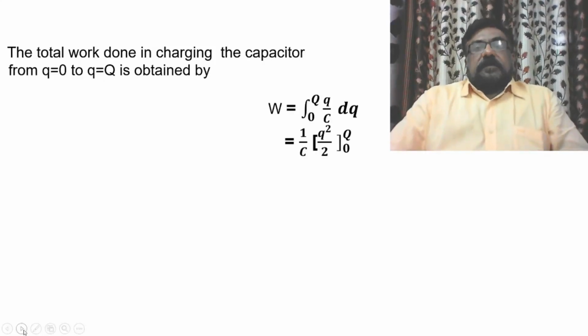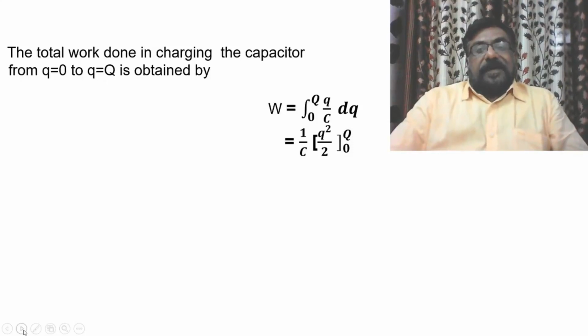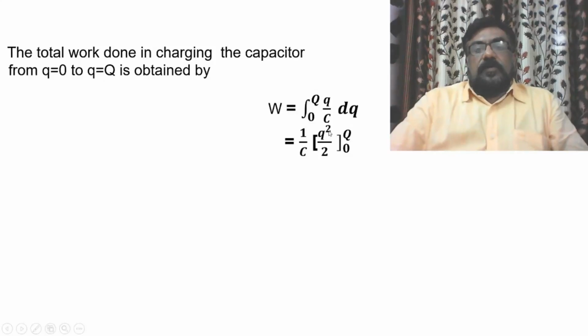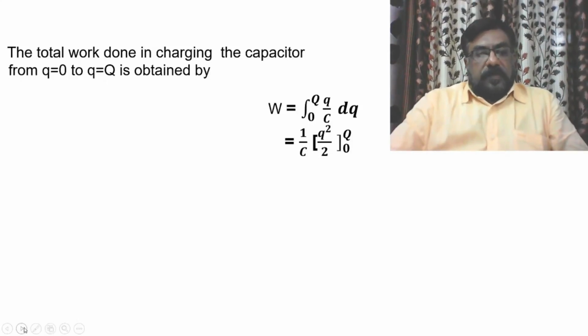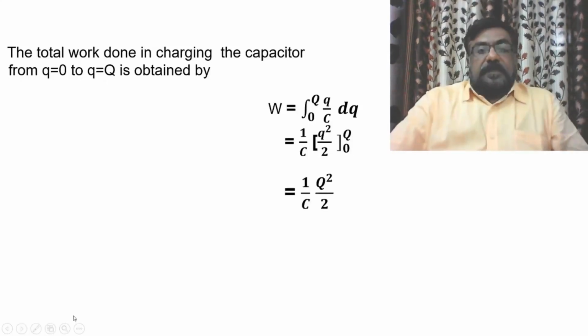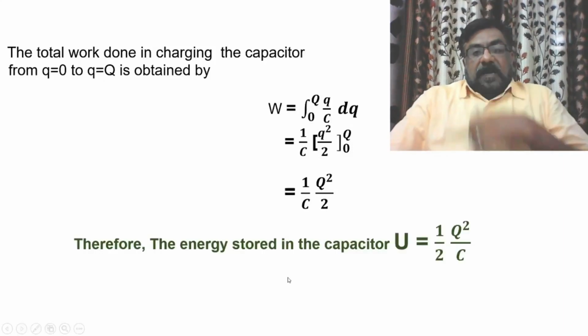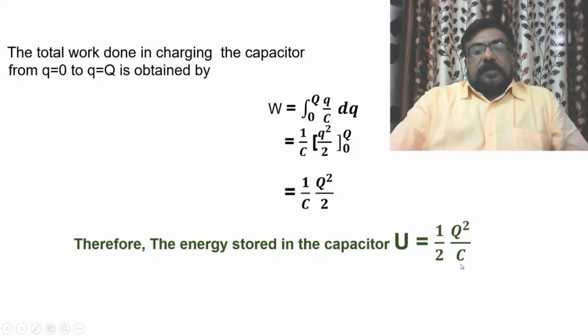We can perform this integration by using the formula integral x raised to n dx is equal to x raised to n plus 1 divided by n plus 1. Here we have the power of q as 1. So it is 1 by C into integral q dq, that's equal to q square by 2, and we have to apply the limit from 0 to Q. When you apply the limits, the equation for work done is 1 by C into Q square divided by 2. Or it can be written as 1 by 2 into Q square by C.